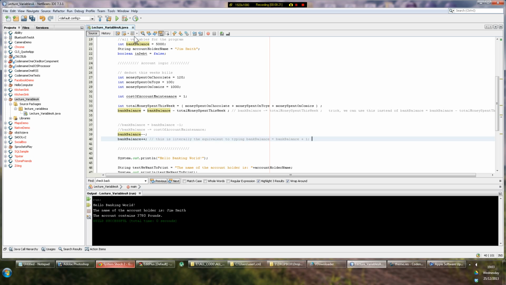Now they're just little shortcuts, little tricks, mostly because nobody wants to be typing bank balance equals bank balance plus 1 all day. These little tricks are just there for your convenience. Make the code less bulky, easier to read. You don't have to explain to someone what you're doing. It's not hard to see.